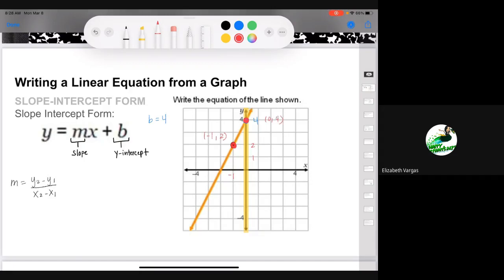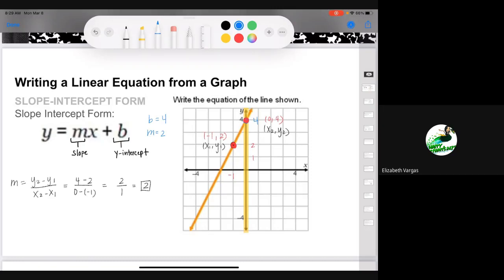First let's identify this as our x1 and our y1, and this as our x2 and our y2. Now that we know that, we can plug that in. y2 is 4, y1 is 2, x2 is 0, and x1 is -1. That gives us 2 over 1. So 2 divided by 1 is 2, and that means that our m is 2. Our slope is 2, and our y-intercept is 4.